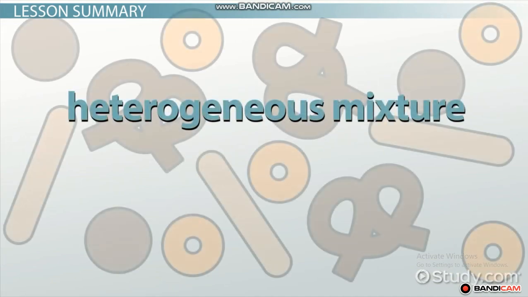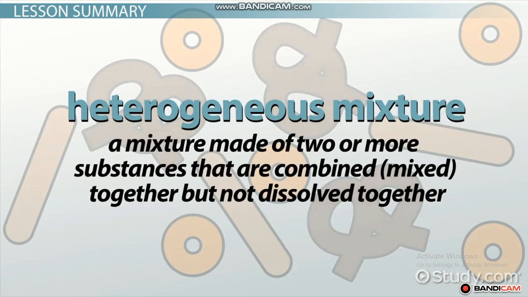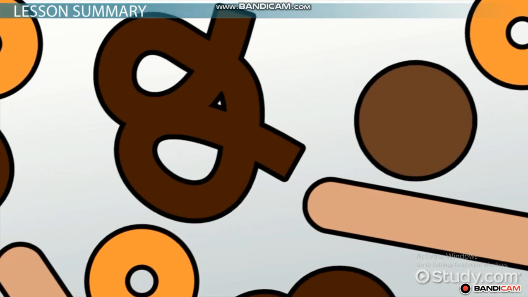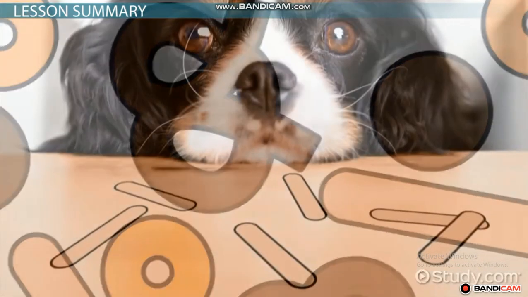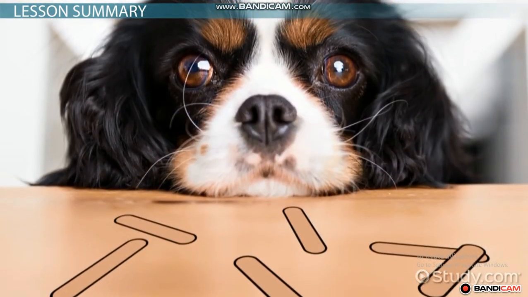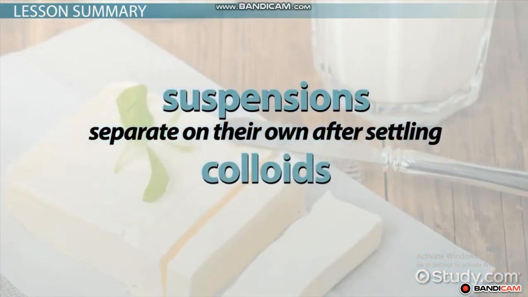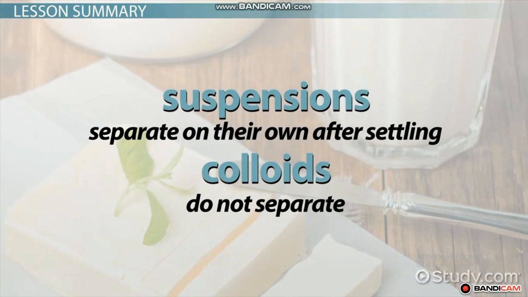A heterogeneous mixture is a mixture made of two or more substances that are combined, mixed together, but not dissolved together. It is not the same consistency throughout and can be separated into its original parts. Of heterogeneous mixtures, suspensions eventually separate on their own after settling, while colloids do not separate. The particles continue to float.